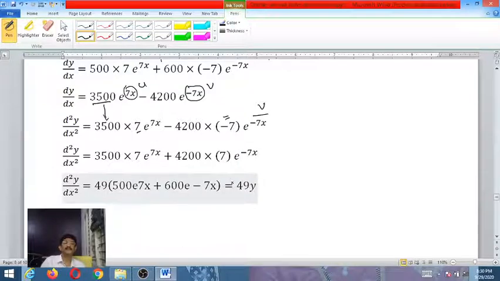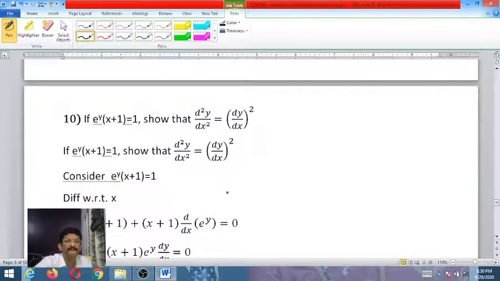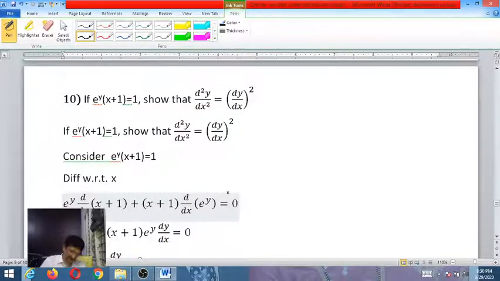Take out answer, 49y. Take 49 as a common factor. This and this is e power 7x only. This is e power minus 7x. So this entire thing is y. So 49y. Now look at it. The next one is e power y into x plus 1.